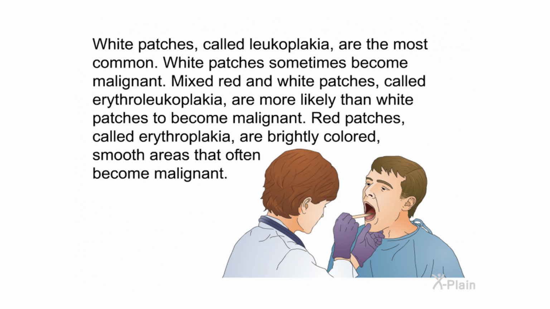White patches, called leukoplakia, are the most common. White patches sometimes become malignant. Mixed red and white patches, called erythroleukoplakia, are more likely than white patches to become malignant. Red patches, called erythroplakia, are brightly colored, smooth areas that often become malignant.